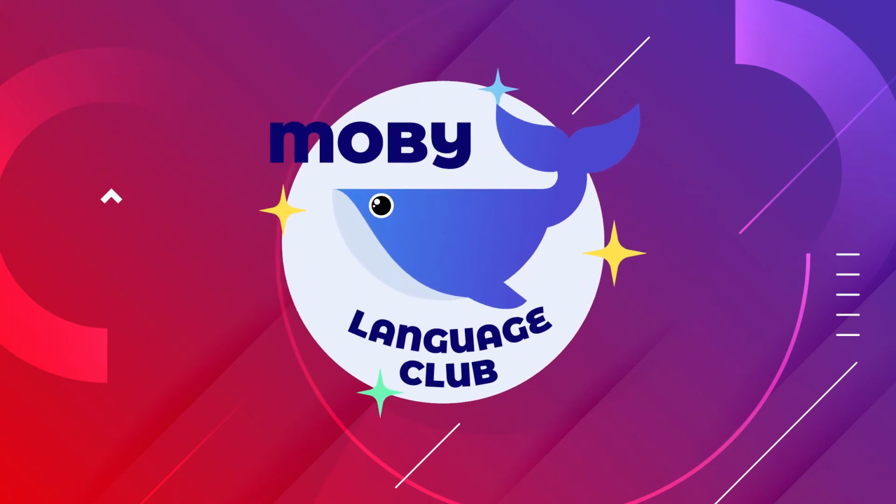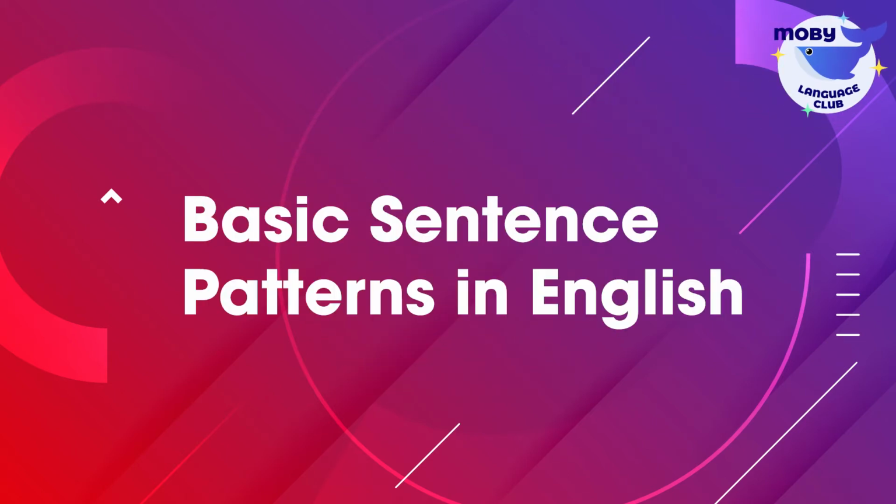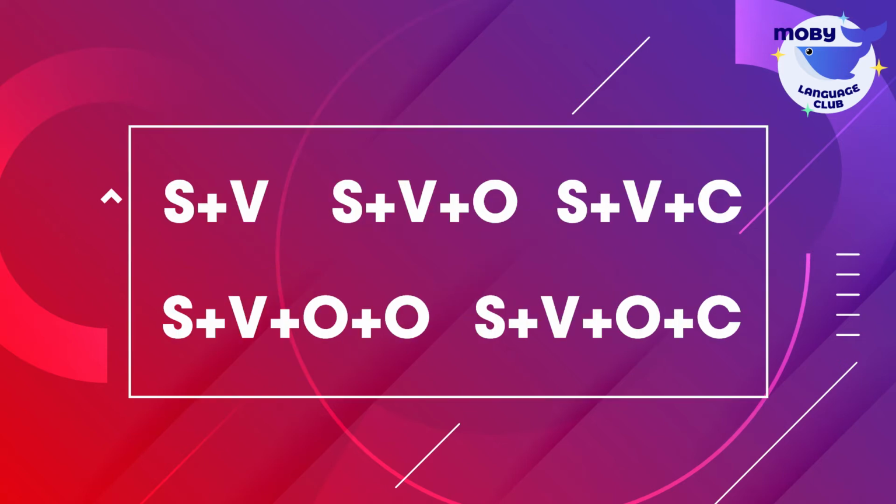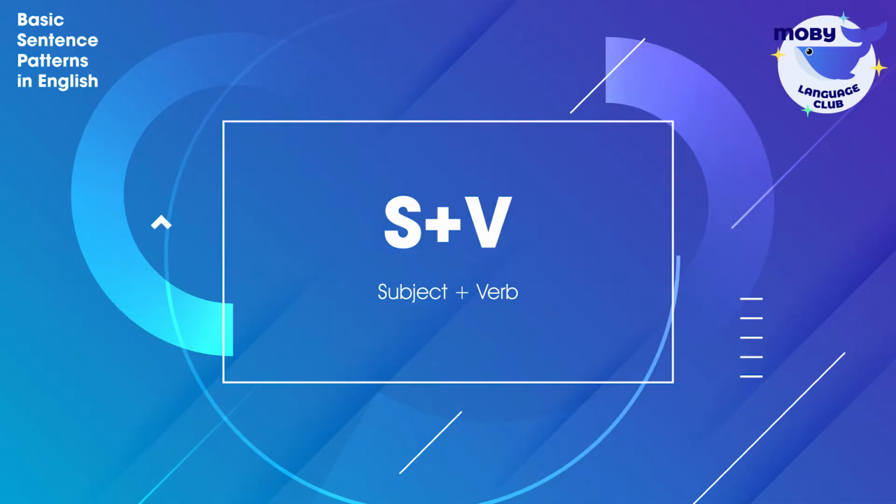Hello everyone, let's begin to learn English. We are talking about the basic sentence in English today. There are 5 types of basic sentence patterns. The SV pattern is the simplest sentence type. It includes just a subject and a verb.